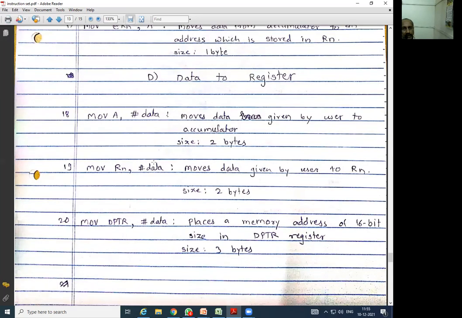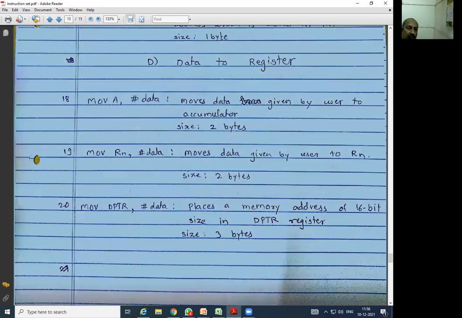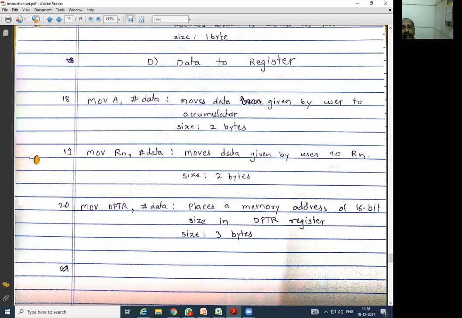नेक्स्ट सब कॅटेगरी इज दिस, डेटा टू रजिस्टर, म्हणजे डायरेक्ट डेटा आता येते. कॉन्व्हर्सेशन कशामध्ये, आता डेटा आणि रजिस्टर. So on this particular right hand side, you can observe it is a hash data, immediate addressing mode. Also, we have seen in this regard, MOV A, #data. So what it is doing, moves data given by the user to the accumulator.